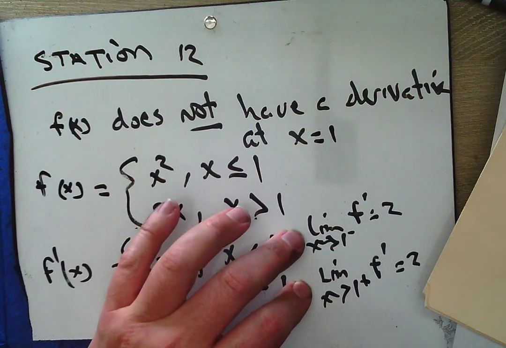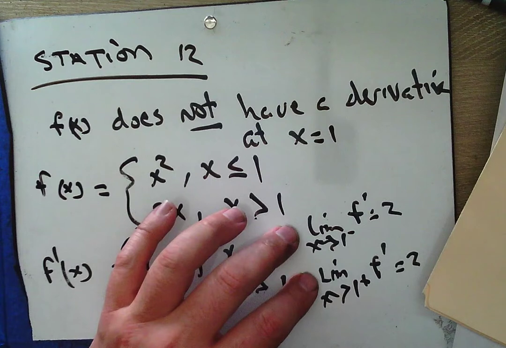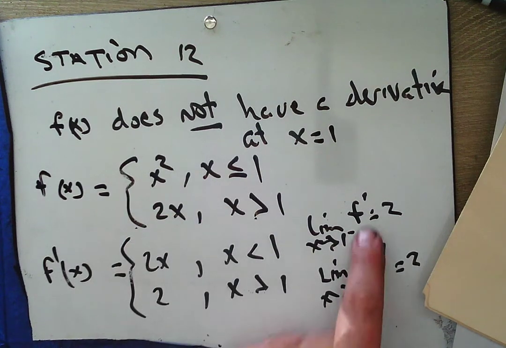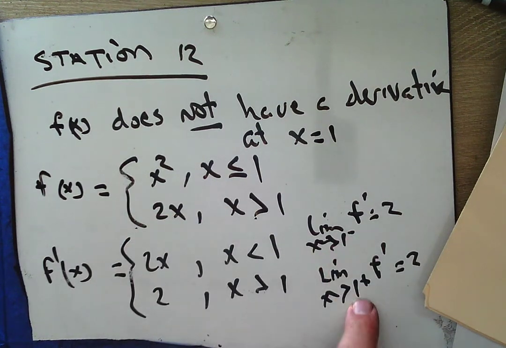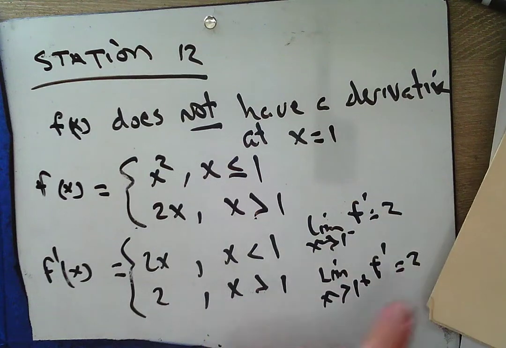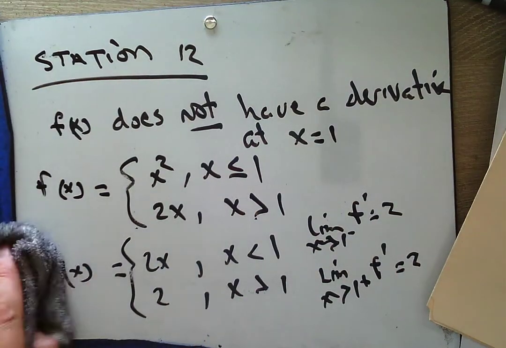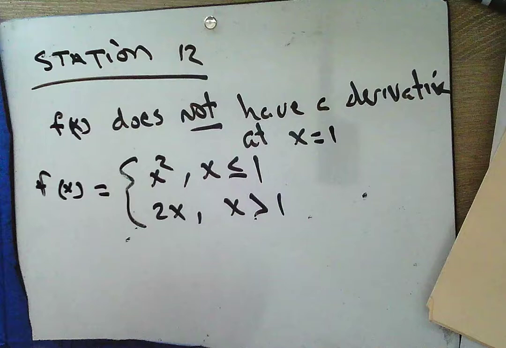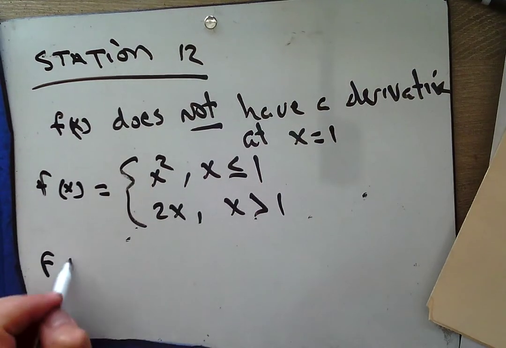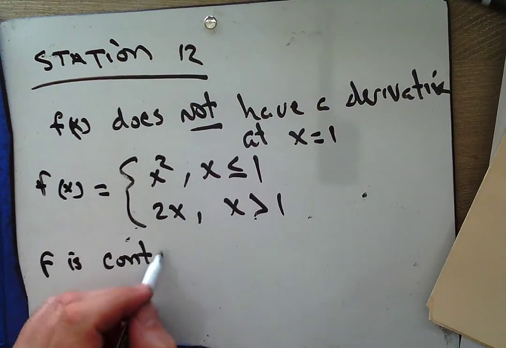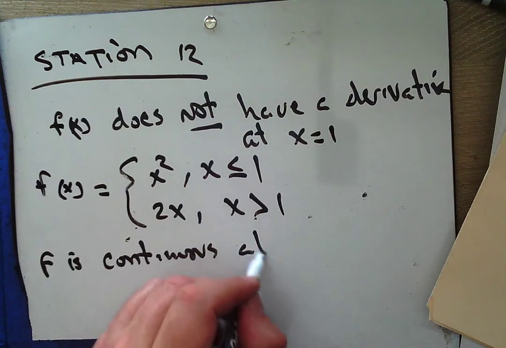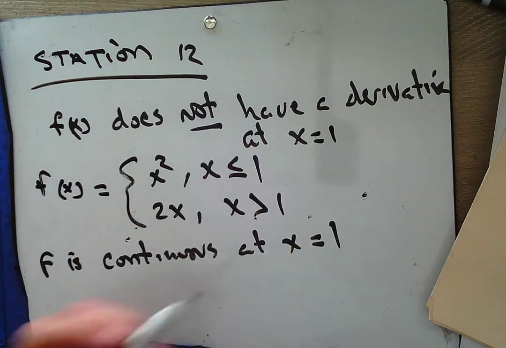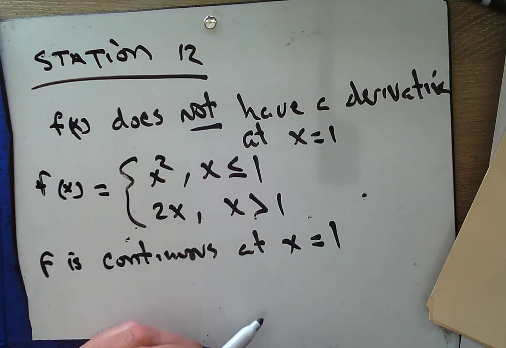So this was one of our prerequisites for differentiability, that we could in fact know that the limit of the slopes from both sides of that point on f were the same. But there was a second requirement for differentiability. Remember, f must be continuous at x equals 1. Is f continuous at x equals 1?